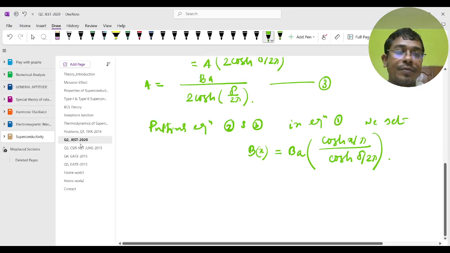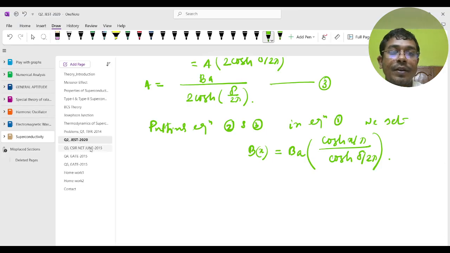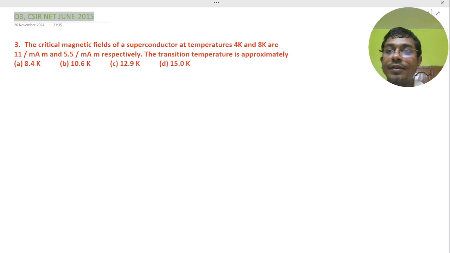Go through our next problem coming in CSIR NET 2015: the critical magnetic fields of a superconductor at temperatures 4 Kelvin and 8 Kelvin are 11 milliampere per meter and 5.5 milliampere per meter respectively. The transition temperature is approximately what?